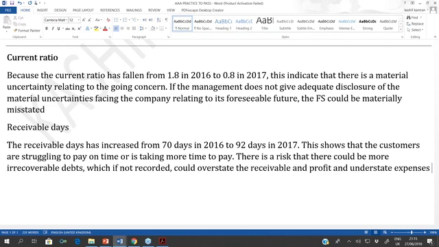There might be so many accounting treatments in the case which can help me identify the risk. There is not just one source of a risk, which is ratios. The risk can come from so many sources in the case study, which I will be illustrating.